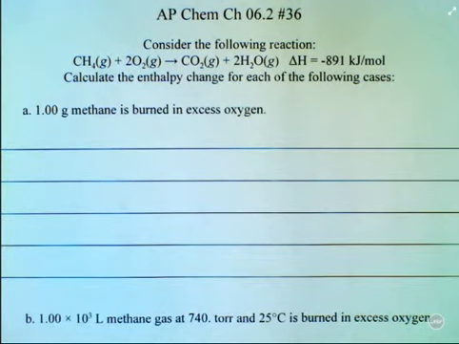This is number 36 from chapter 6.2 in the back of your book. Consider the following reaction. The CH4 in the gas form plus 2 O2s in the gas form react to form CO2 in the gas form and 2 H2Os also in the gas form with a delta H of negative 891 kilojoules per mole. Calculate the enthalpy change for each of the following cases.